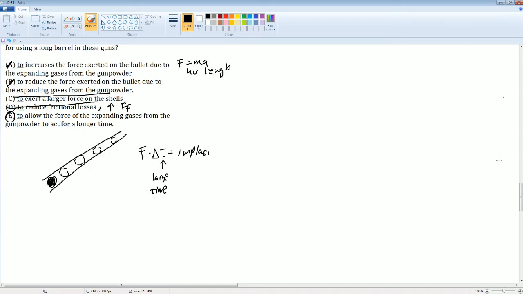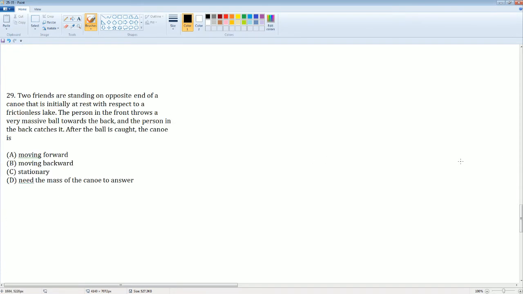29. Okay, two friends are in a canoe. Here's a canoe. Here is the river. One friend throws the ball to the other friend that's on the other side of the canoe. The canoe is what after the ball is thrown?